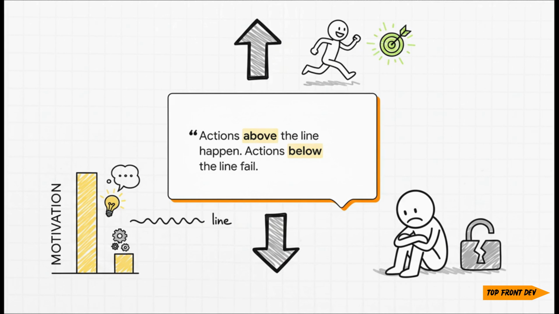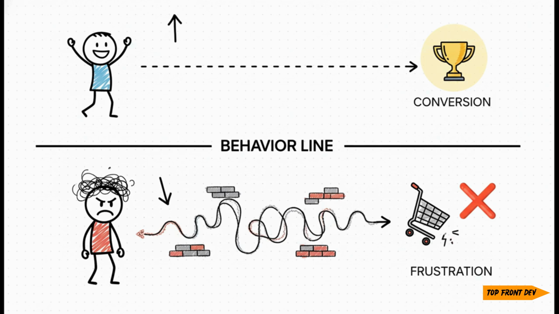So you've got these 2 zones. Above the line, that's where we want to live. That's a successful conversion, a sign-up, a click. The user wants to do it, and it's easy enough. Then there's below the line. Ugh, we all know this place. It's the land of abandoned carts, user frustration, and rage clicks. It's where the user might even want to do something, but the friction is just too high.